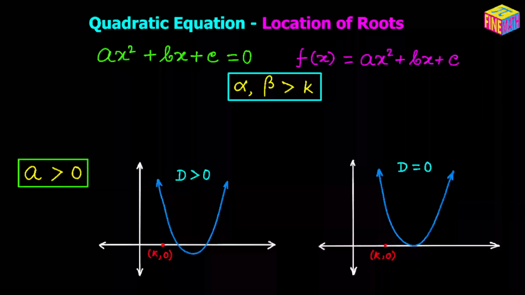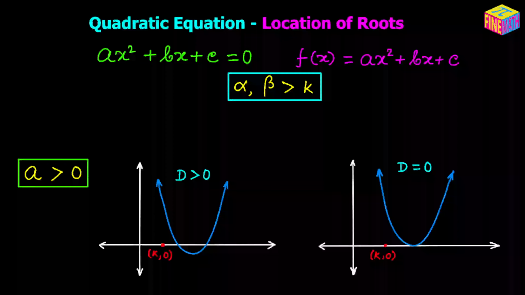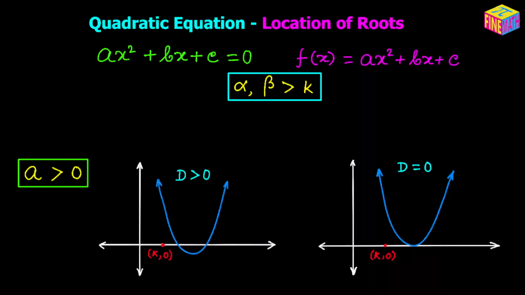Hi everyone. In this video, we are going to discuss the necessary conditions for the two roots of a quadratic equation to be greater than a certain real number. Let's assume that we have a quadratic equation like ax squared plus bx plus c is equal to 0. And because it is a quadratic equation, obviously it will have two roots. And here we are going to investigate what would be the necessary conditions if the two roots of this equation have to be greater than a certain real number.